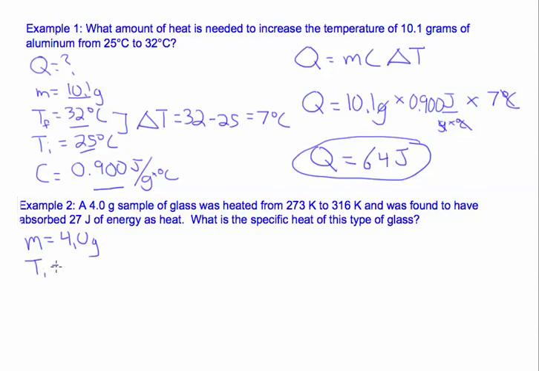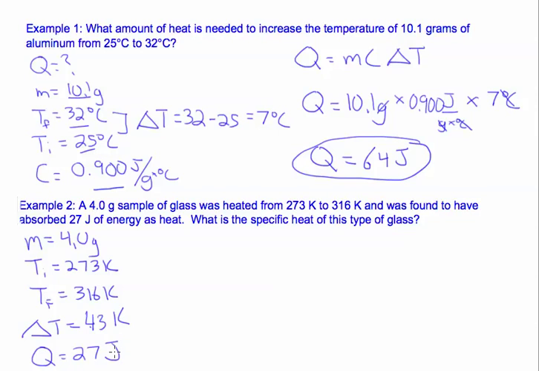Our initial temperature is 273 Kelvin. Our final temperature equals 316 Kelvin. So we could do our change in temperature. It's equal to 316 minus 273. So we changed 43 degrees Kelvin. And we know our Q is 27 joules.